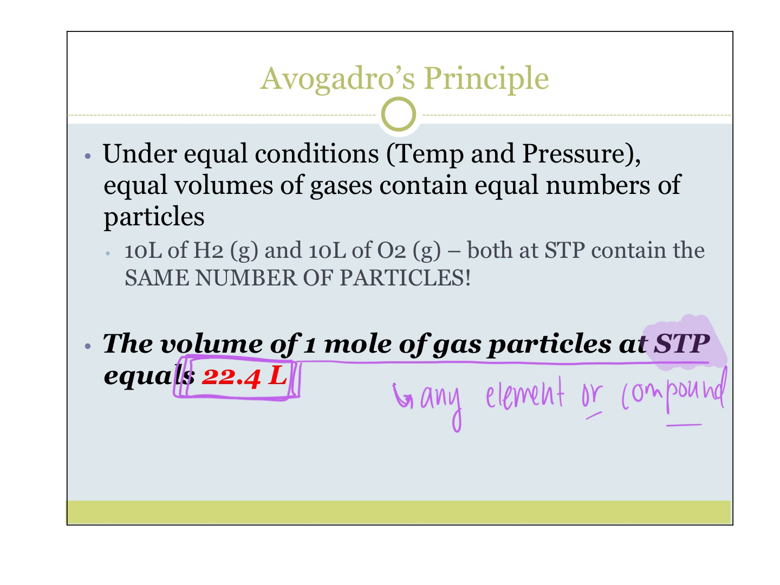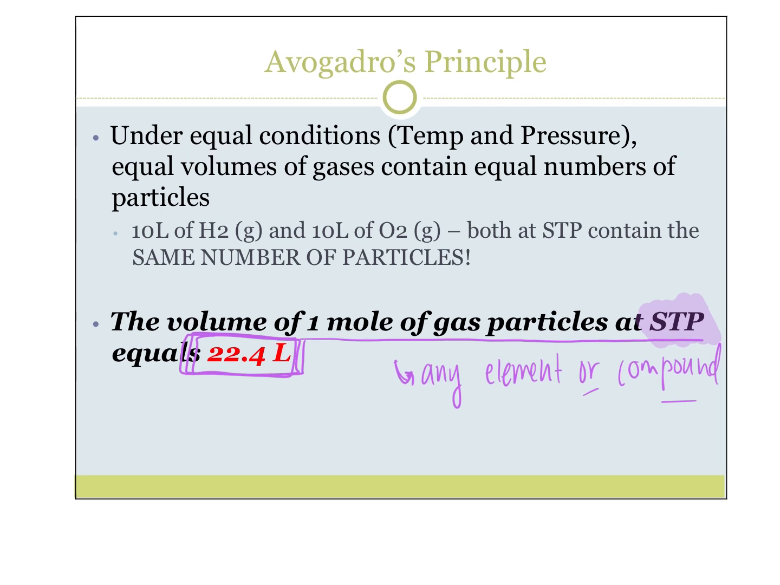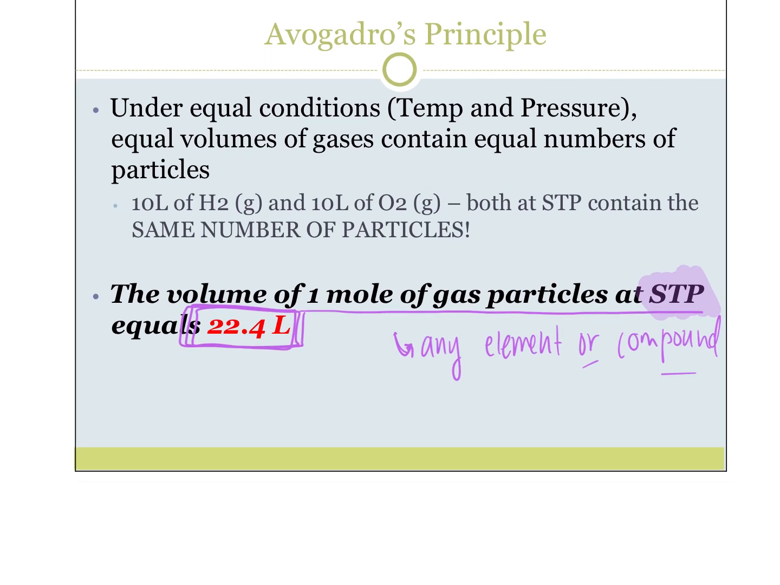So he did a bunch of studies with different gases, and he understood that at these equal conditions, everything had the same volume. And so this principle becomes kind of a conversion factor for us. We're able to say that 1 mole of any gas is equal to 22.4 liters at STP.